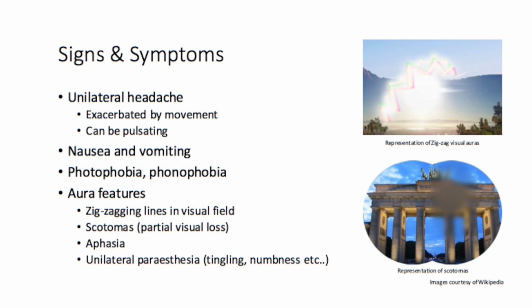So what are the signs and symptoms? I've alluded to these already, but migraines are associated with a unilateral headache, which can be exacerbated by movement or worsened by exercise, can be pulsatile in nature, and may be associated with nausea and vomiting, photophobia, phonophobia, as well as the aura features in the migraine subtypes that present with auras. These aura features can include zigzagging lines in the visual field, scotomas, so where there's a partial visual loss, aphasia, or unilateral paresthesia, so tingling and numbness, for example.